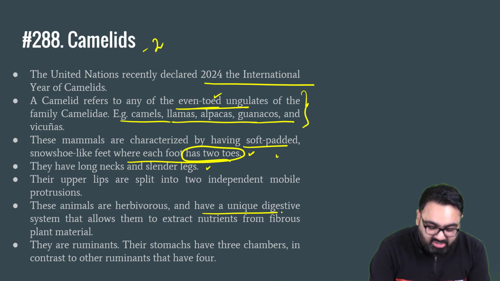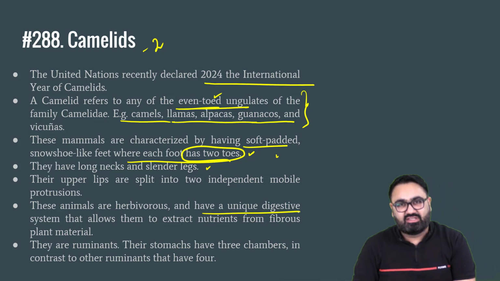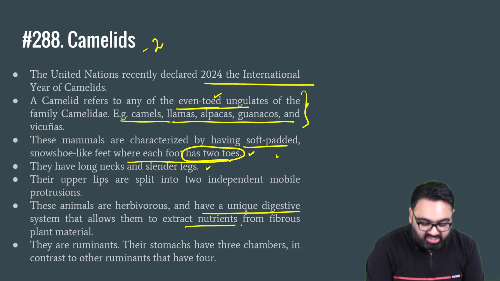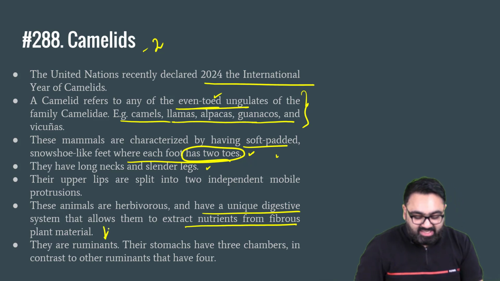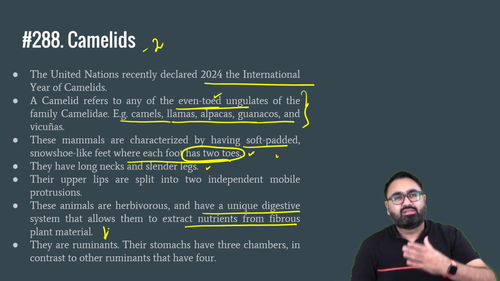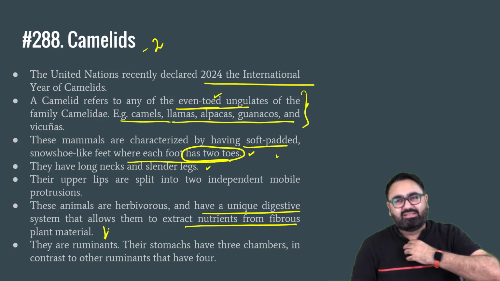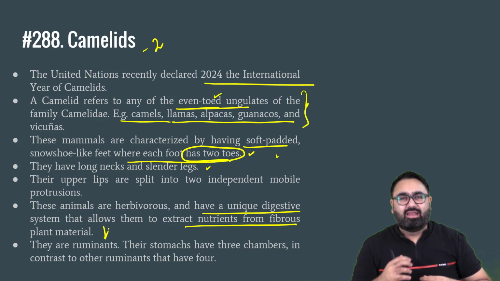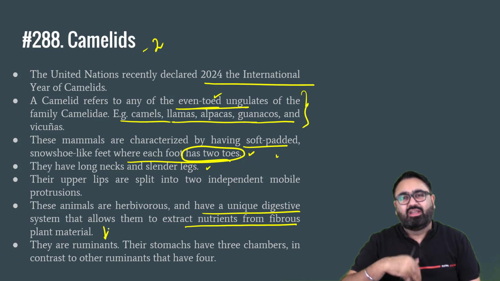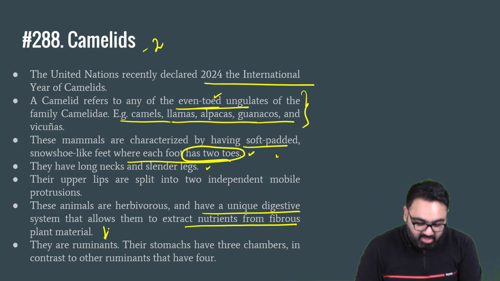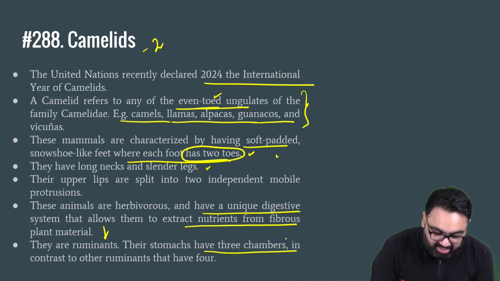They are herbivores and they have a very interesting digestive system which allows them to extract nutrients from fibrous plant material as well. Apart from that, they are ruminants. Ruminants are animals that consume a lot of food, keep it stored within their body, and after some time keep on chewing on it so that they can keep releasing energy from it for a long period of time. Their stomach has 3 different chambers, while other ruminants have 4 chambers.